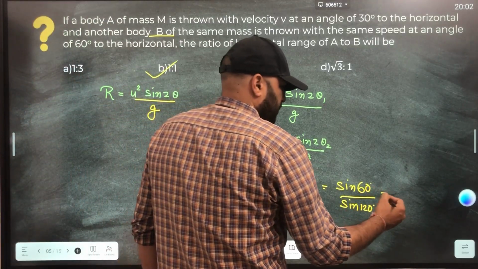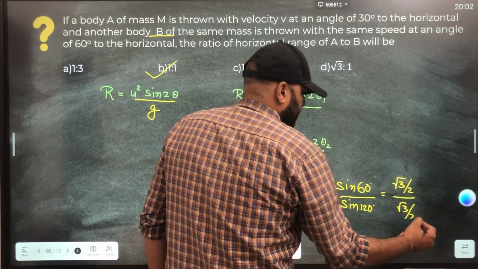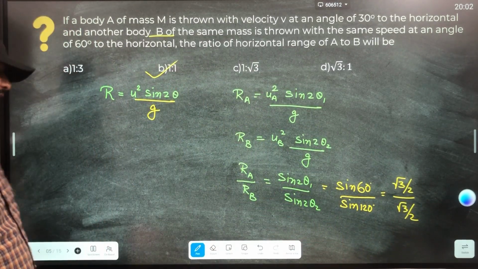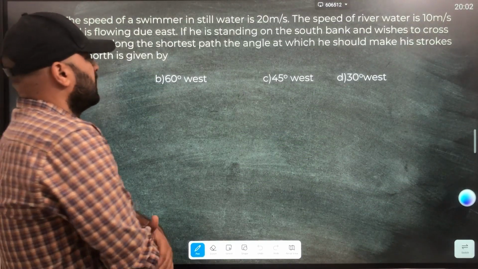Let me repeat it for you. It's root 3 by 2 upon root 3 by 2 and that's nothing but 1:1. That's our final answer. Let's see the next question. Great. Let's see our next one.